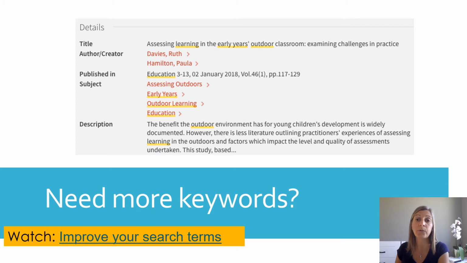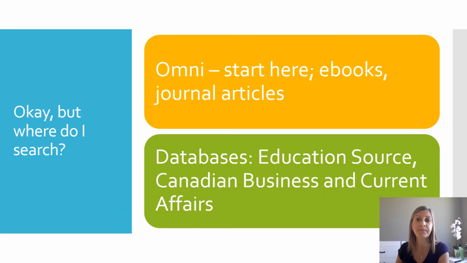Look for more keywords as you skim abstracts, or take a look at the subject headings in the entry of an article. Okay, but where do we search? You may be familiar with Omni, the search box that you see on the library website. This searches almost everything that we have access to at Brock.